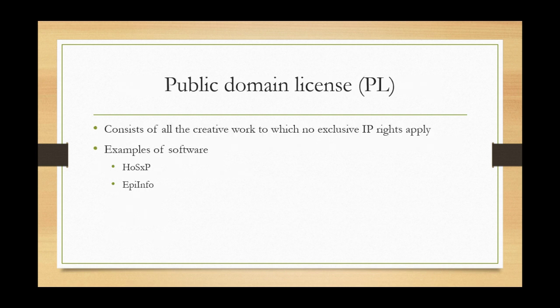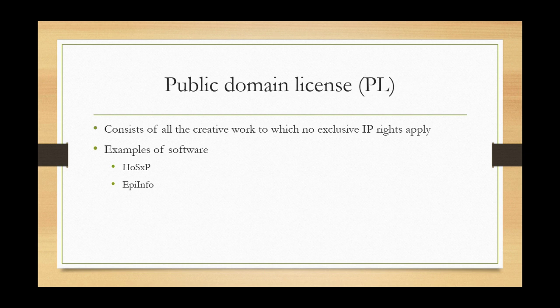We have another type of license, we call it Public Domain License. This consists of all the creative work to which no exclusive intellectual property rights apply. Those rights may have expired, or they have been forfeited, or expressly waived, or they may be inapplicable at all. For example, a song that was created 1,000 years ago or 100 years ago, and now it has expired, then no one has rights to that kind of a song.